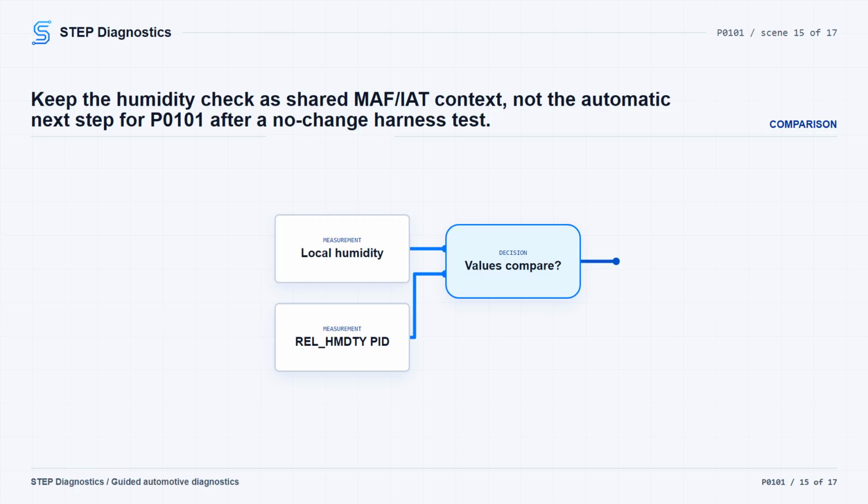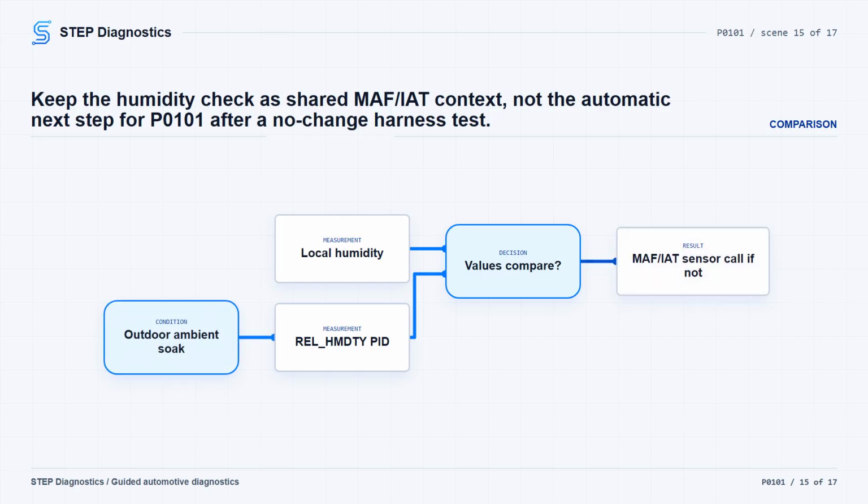For that branch, check humidity values with the engine at ambient conditions, and cold soak the vehicle outside for a minimum of 8 hours if necessary. With the ignition on, monitor and record the REL HMDTY PID, then compare it to the daily humidity level from the local weather report. Indoor and outdoor humidity can be very different, so compare it under the right conditions.